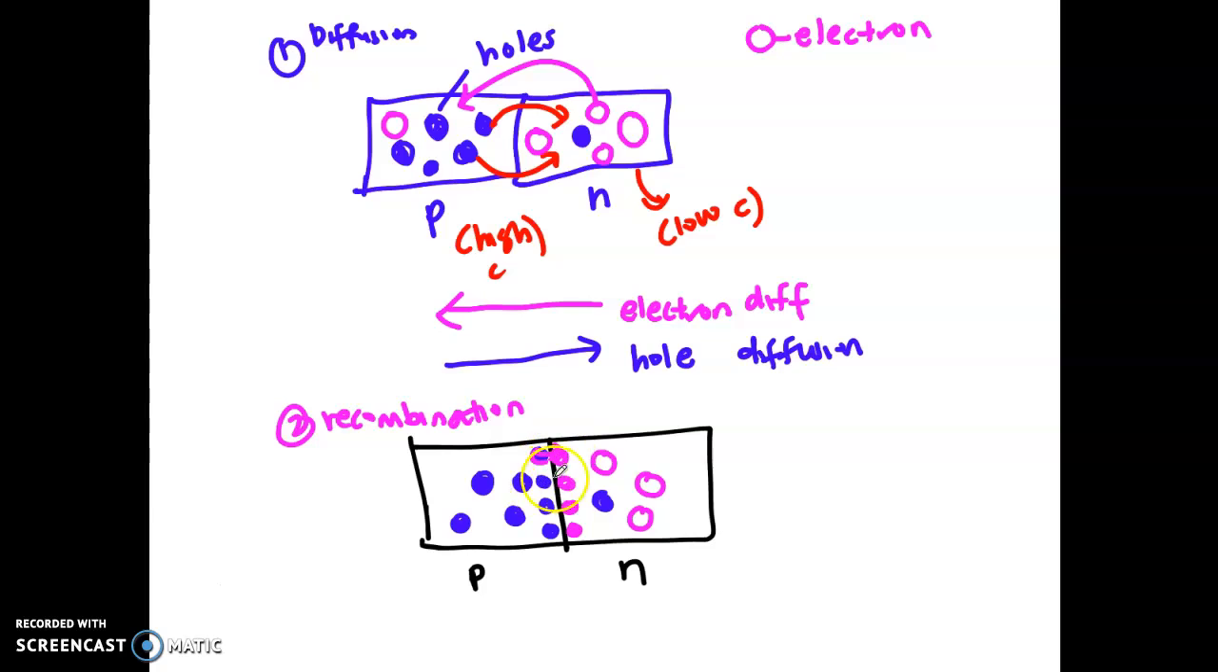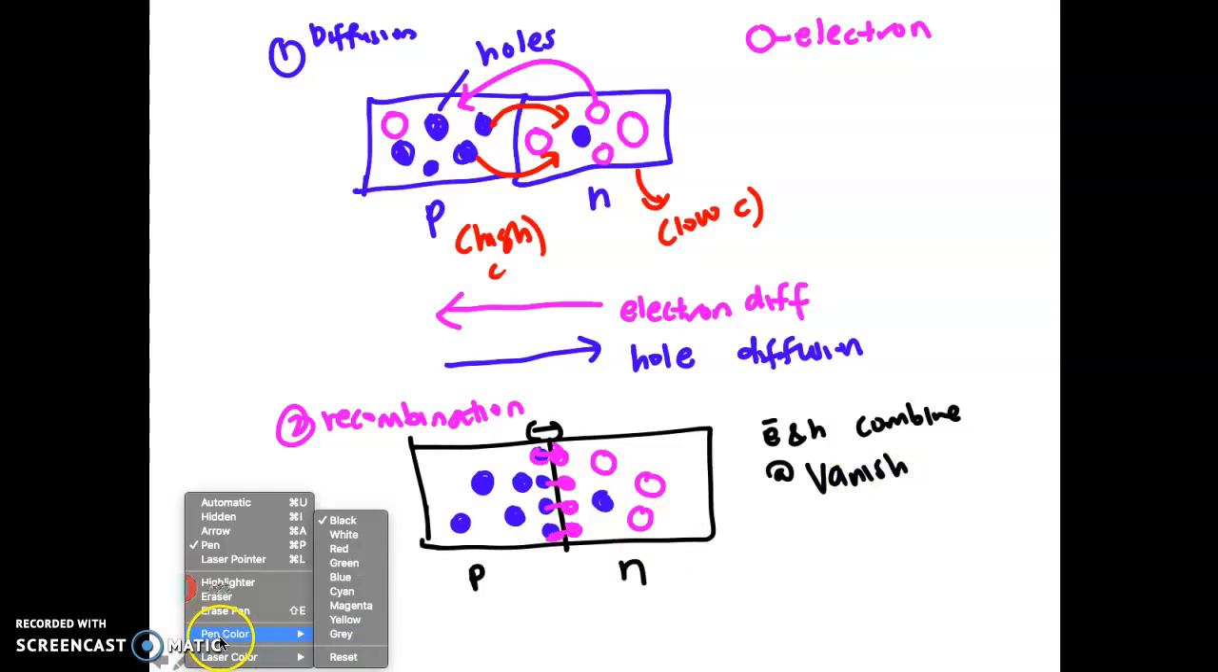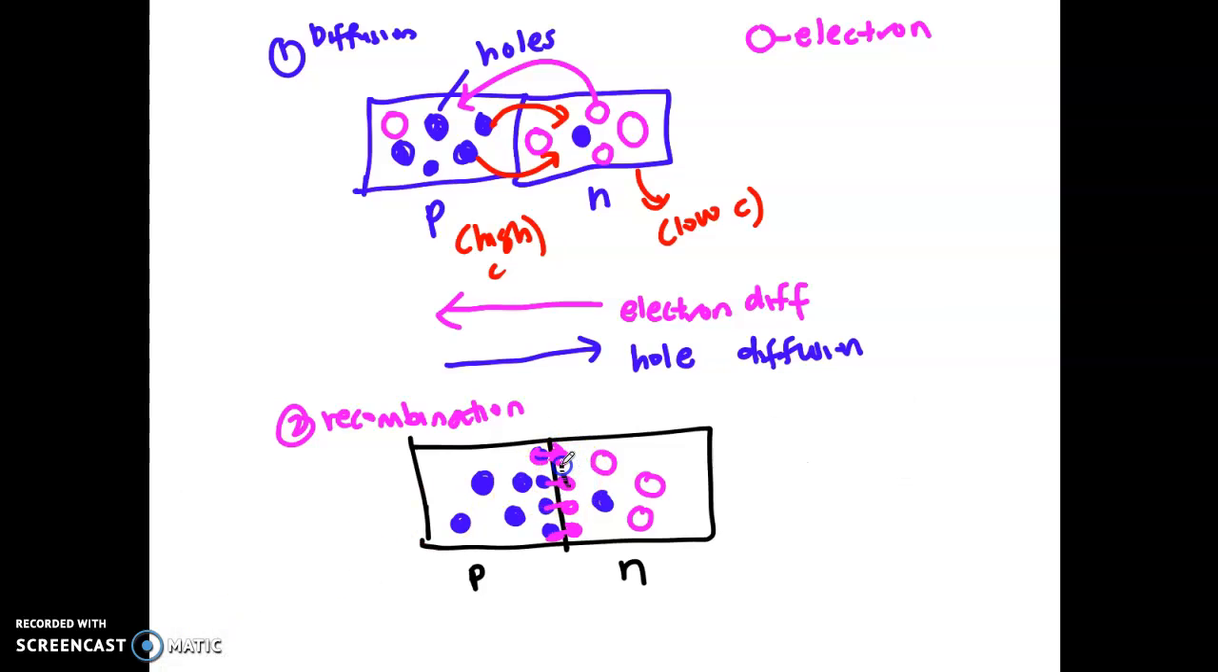So electron and hole will start to combine and replenish. Okay, so the keyword here: electron and hole will start to combine. Combine where? At the junction here, and vanish. So it will be gone. When they start to combine, it will be gone.